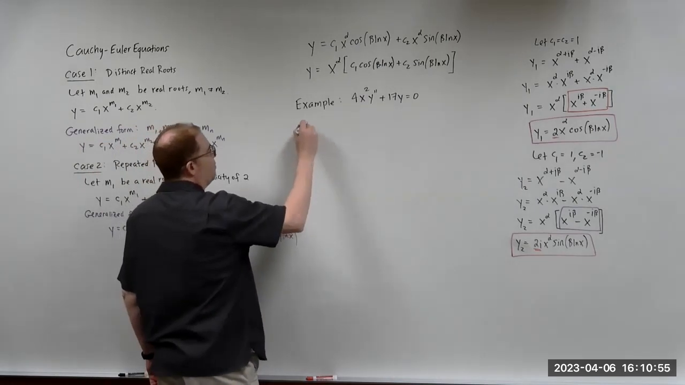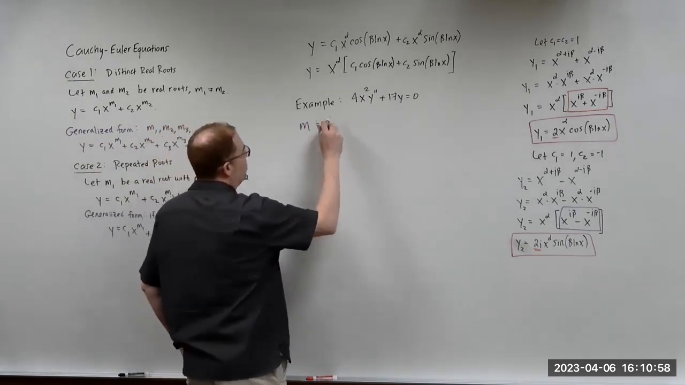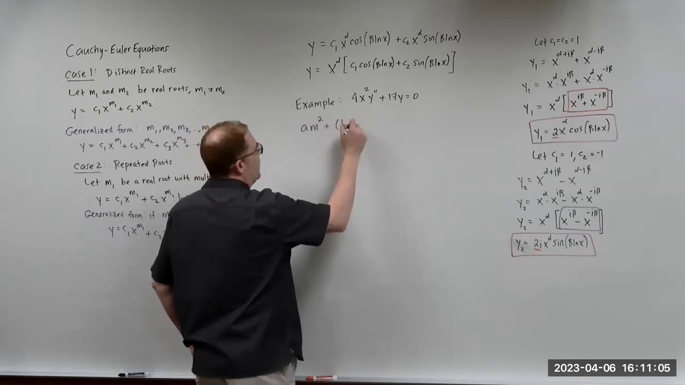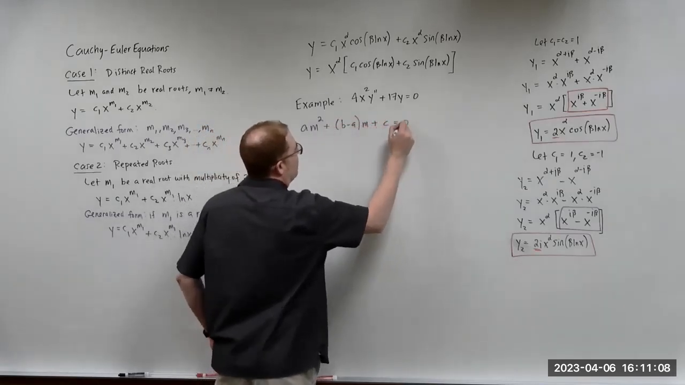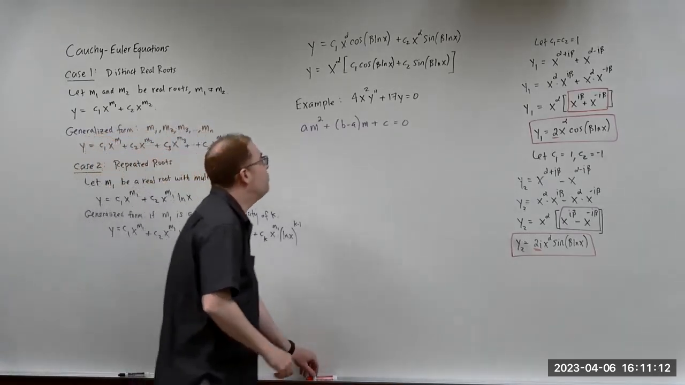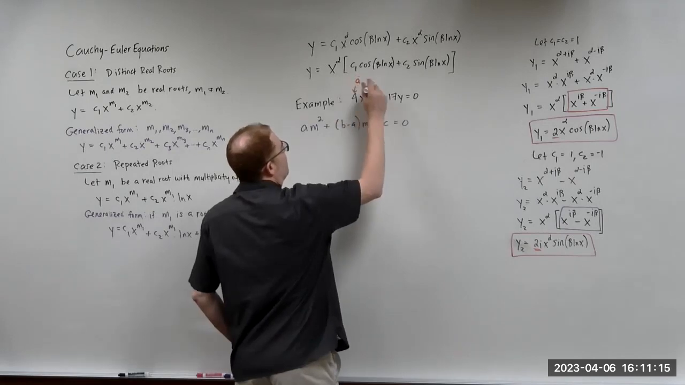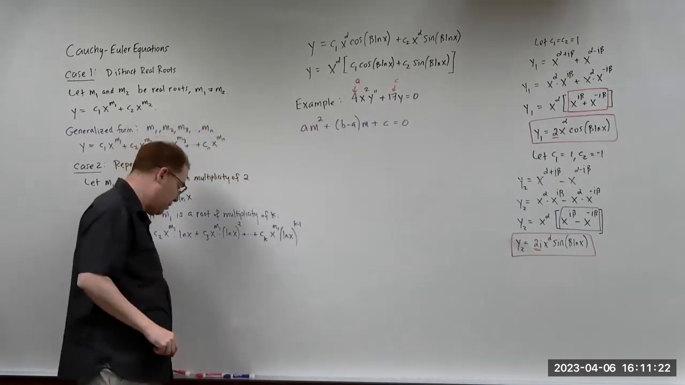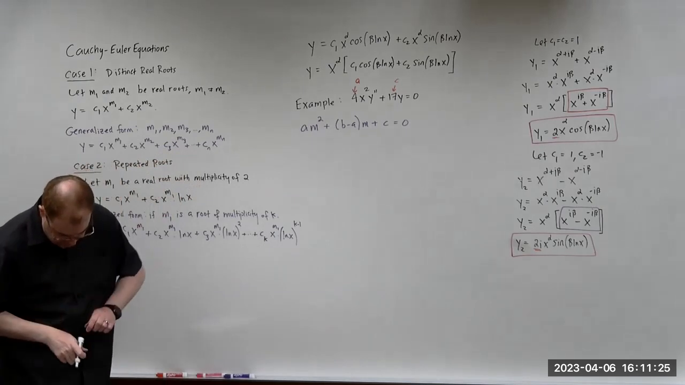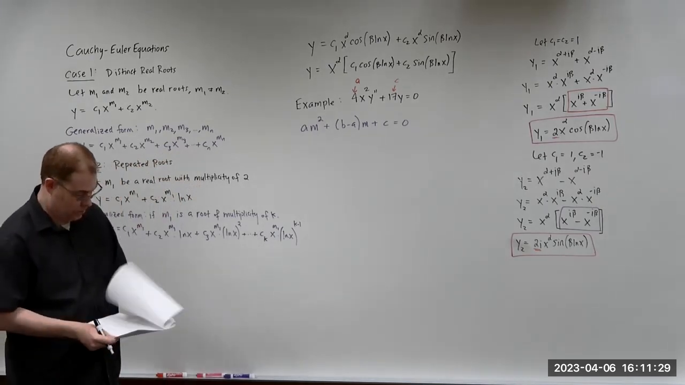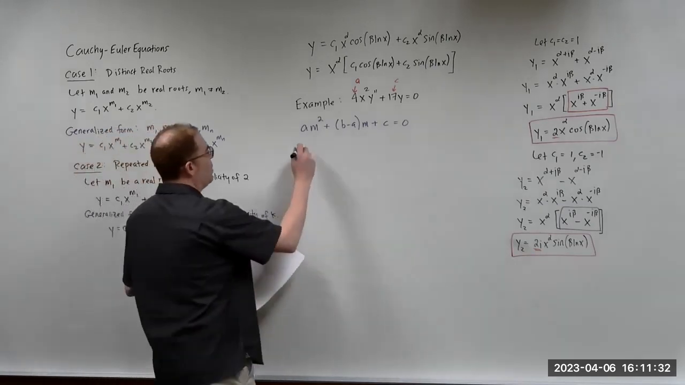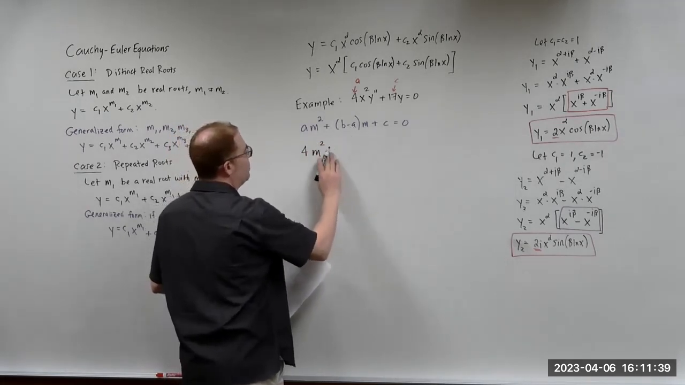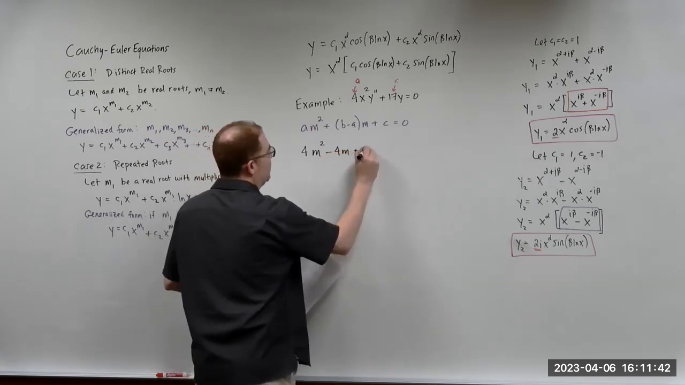Okay, so this is going to be m, right? So for this form, remember that we have m equals a m squared plus b minus a times m plus c. Okay, so a is going to be 4, c is 17, and b here will be 0, so there's no y prime term. So we end up getting 4 m squared minus 4 m plus 17.